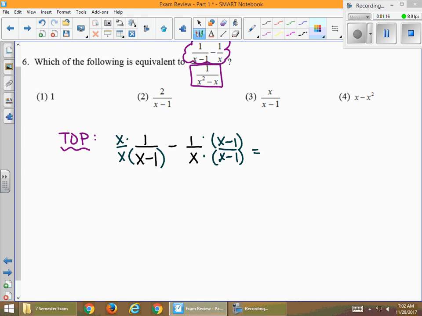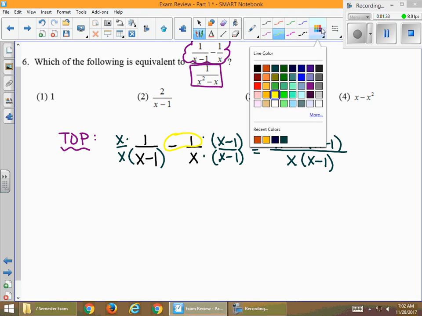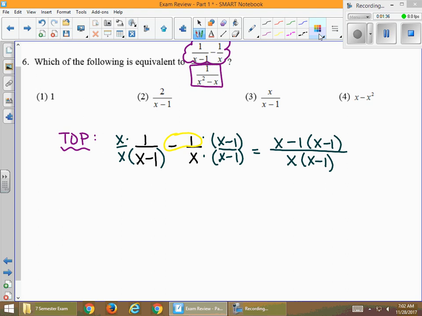We're going to have a common denominator now of x times x minus 1. And our numerator is x minus 1 times x minus 1. I know that's super repetitive. You have to make sure you capture that negative in the middle there. Okay, now we just need to simplify on the top of our new fraction.